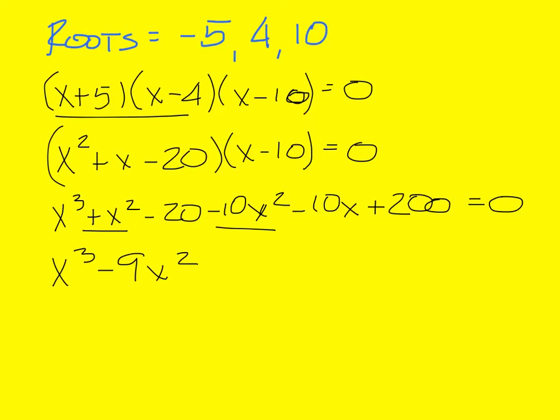And I believe this should have had an x beside it, right? Okay. Now I was beginning to wonder. So minus 20x minus 10x is minus 30x. And then you'll have a plus 200 at the end.